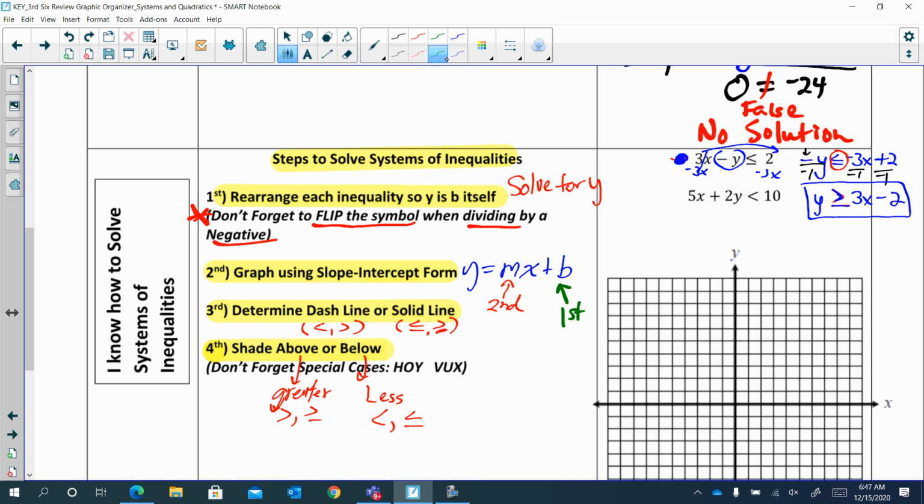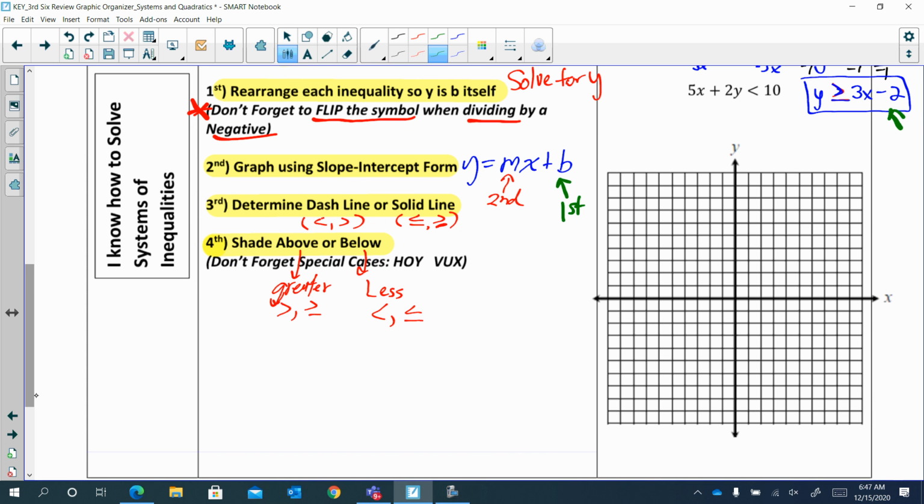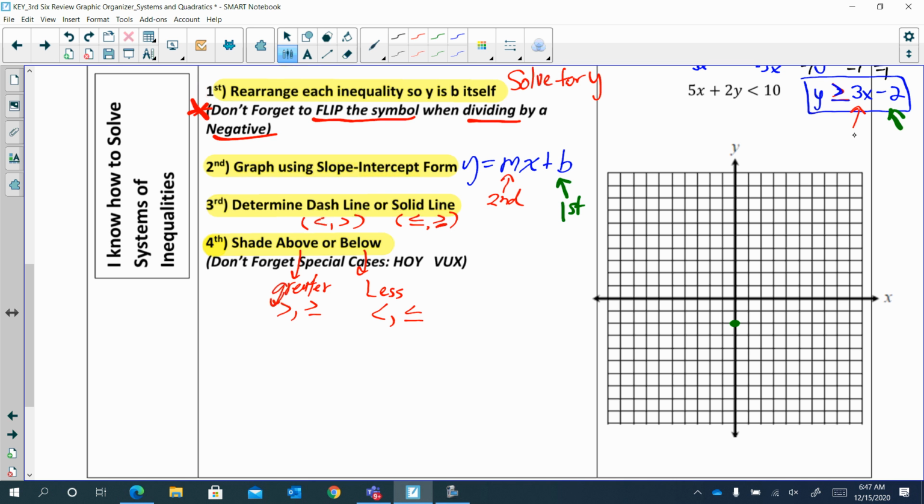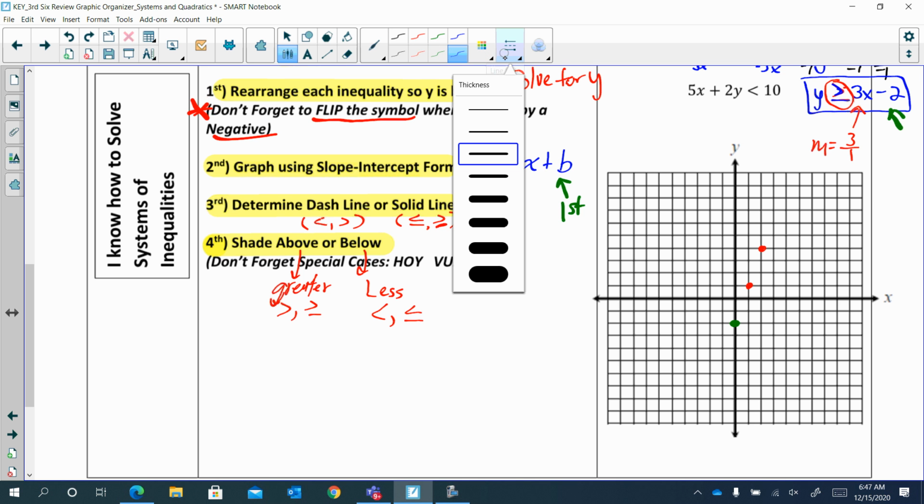We start with the b, the negative 2, so we put a point there. Our slope is 3, which is what we do second. That's the same as 3 over 1, so we count up 3 and to the right 1, put a point, and up 3 and to the right 1 again. Now we look at the symbol to determine if it's dashed or solid. This is going to be a solid line, so I'm going to make it a blue solid line.